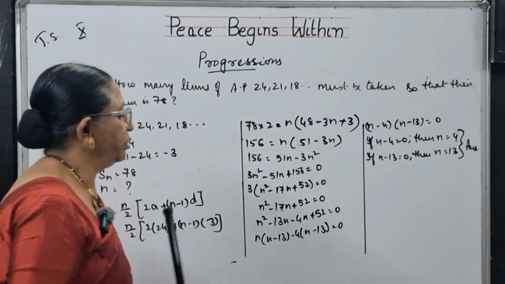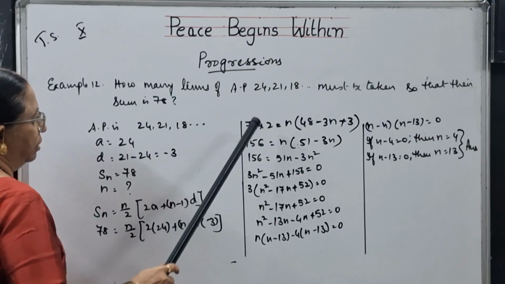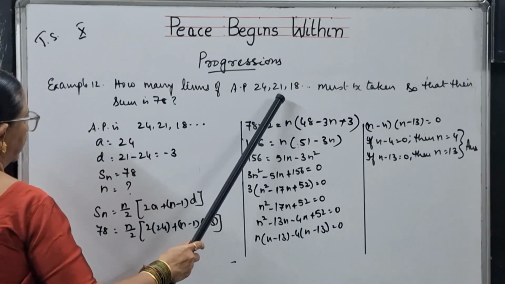So let me take this problem once again. How many terms of the AP 24, 21, 18.